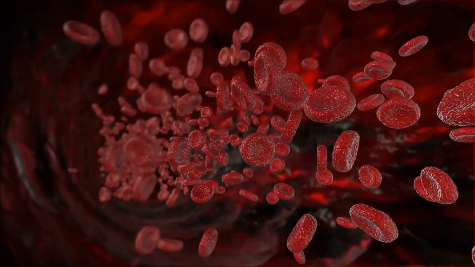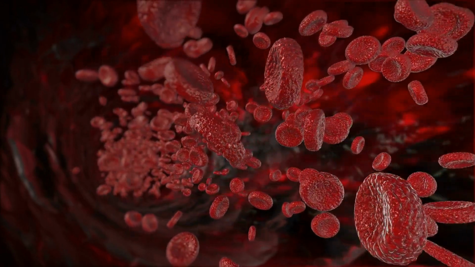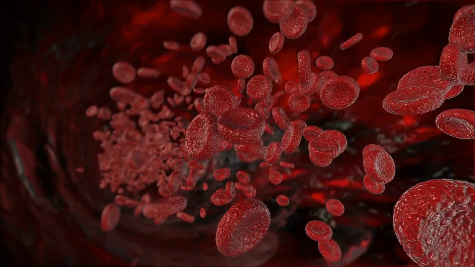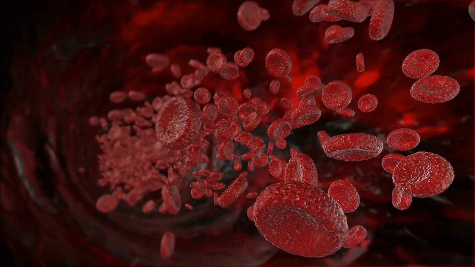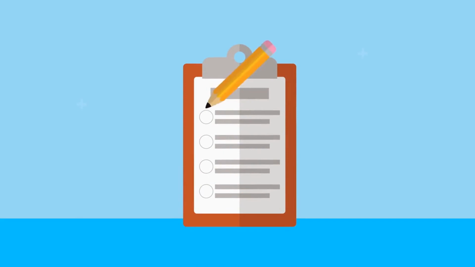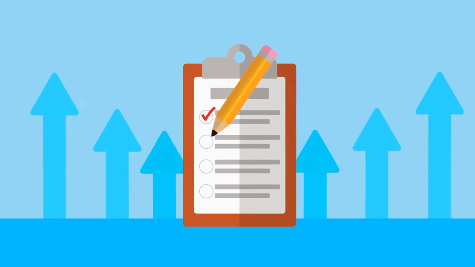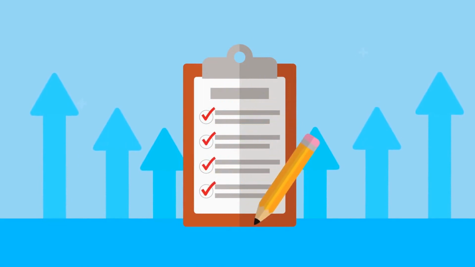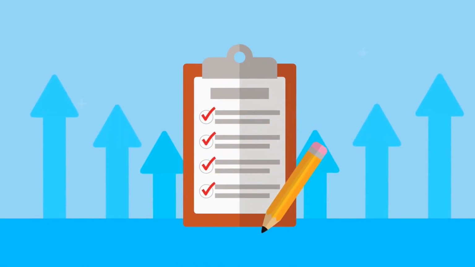5. Homeostasis model assessment of insulin resistance, HOMA-IR. This test measures fasting blood glucose and fasting insulin levels to calculate an insulin resistance score. In addition to these tests, healthcare providers may also consider other factors when diagnosing insulin resistance, including family history, body mass index, BMI, and other health conditions.